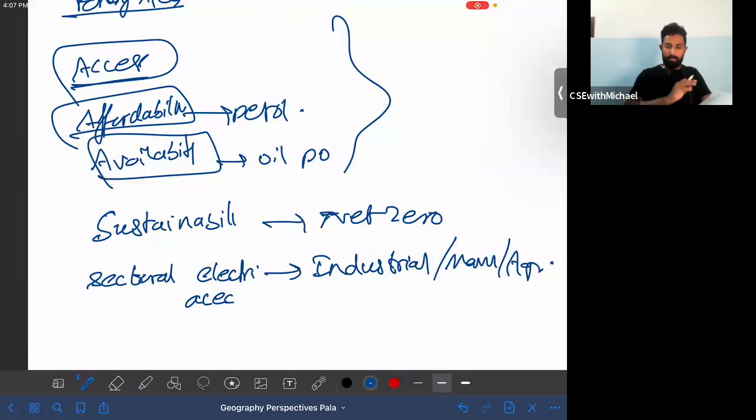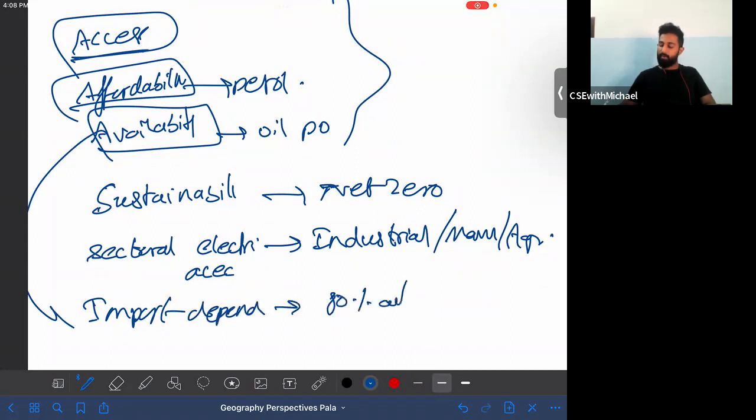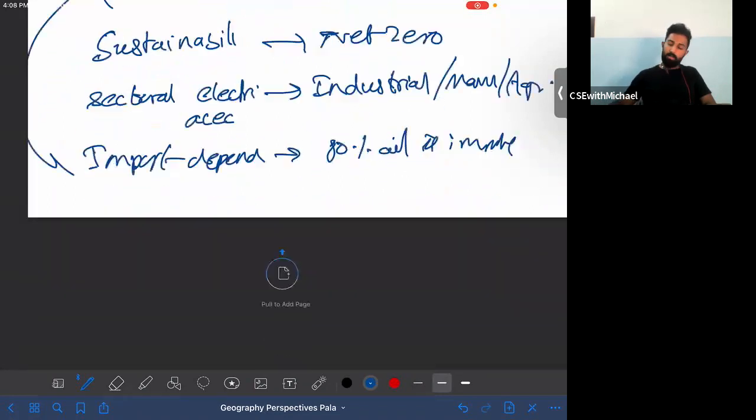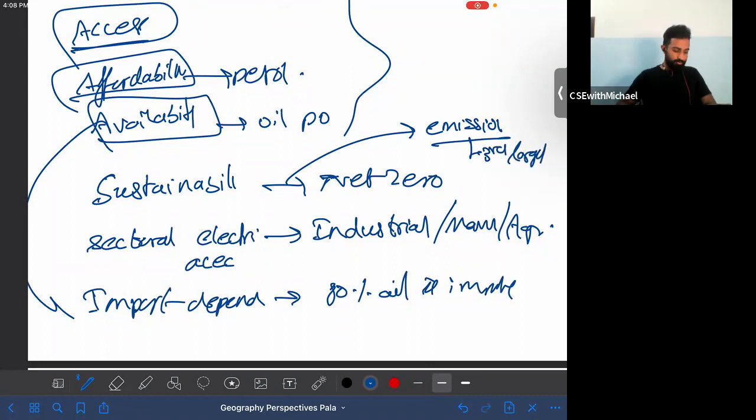Another one is import dependence. Might also write this too. Availability, import dependence is an issue where 80% of oil is imported. Keep that in mind. And then what I said is sustainability, that is emission. India is the third largest emitter now. That is again another issue.